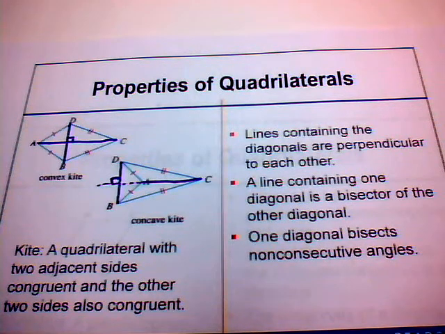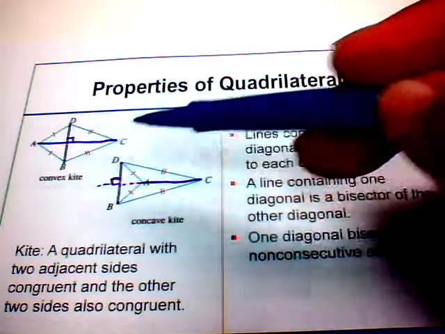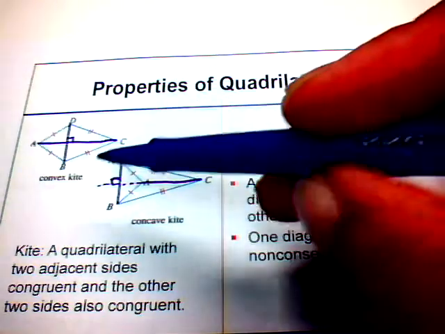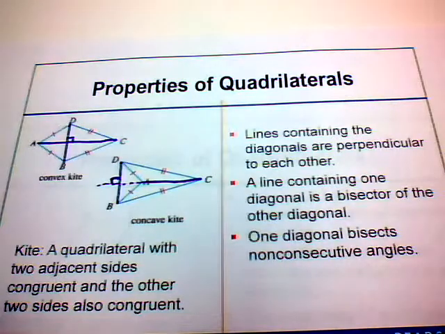And a line containing one diagonal is a bisector of the other diagonal. And one diagonal bisects non-consecutive angles. So in this case here, this diagonal is the bisector of angle C and angle A. This diagonal is the bisector of angle B and angle D.